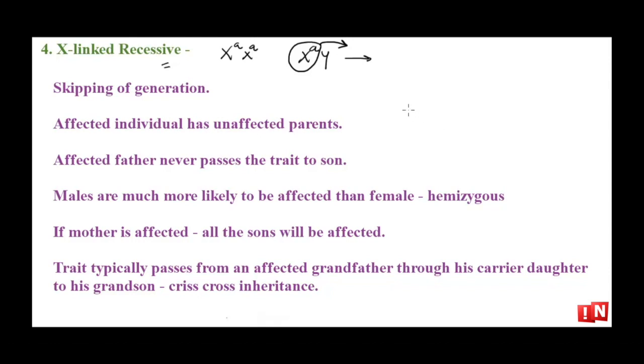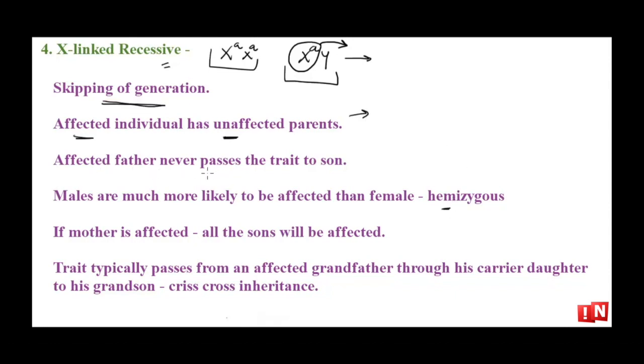So in this case, when we are talking about X-linked recessive, you will find that males are actually more likely to be affected than females, because for a female there has to be a recessive condition, but for a male, even if this one allele is present, it is going to show the disease, because males are hemizygous. As I said, we have talked about it in one of the previous videos.